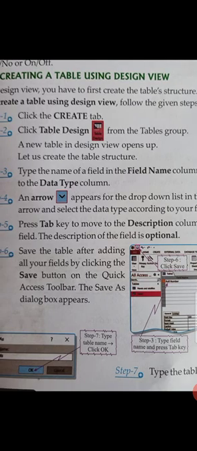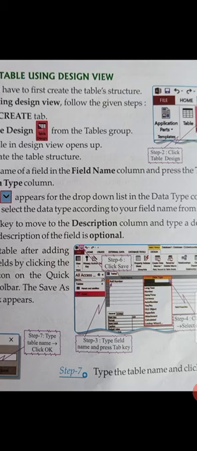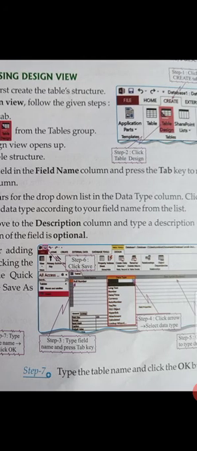Save the table after adding all your fields by clicking the Save button on the Quick Access Toolbar. The Save As dialog box appears. If you have finished your work, we can click on Save As. It is on the top in Quick Access. After that, type the table name and click the OK button.